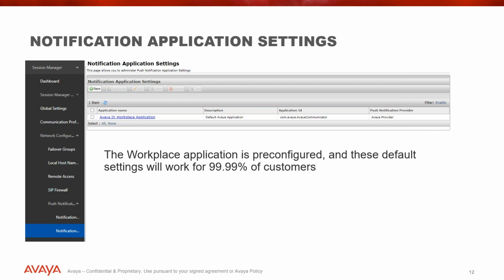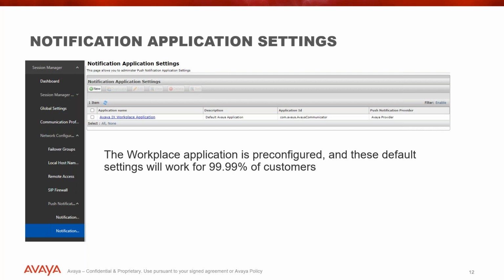So what you see here is the application ID, Avaya Communicator. That's the workplace application. And then the provider you're going to use for that is the Avaya provider. That's just the standard one. There's one instance of that in the cloud. It is, of course, redundant, and there are different instances around the world in different regions, all the standard cloud stuff. But to the Session Manager, it looks like there's just one.